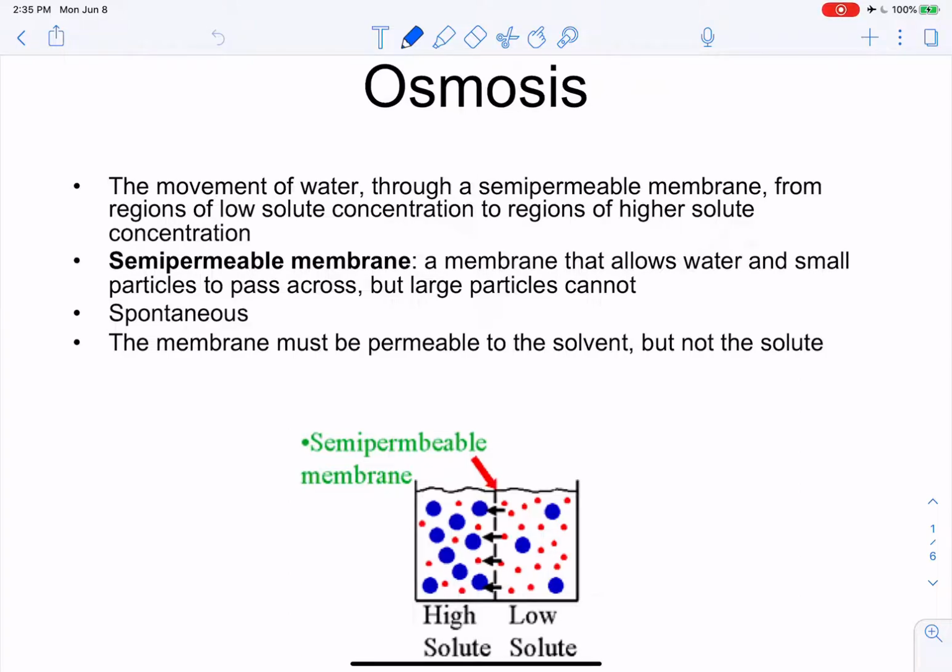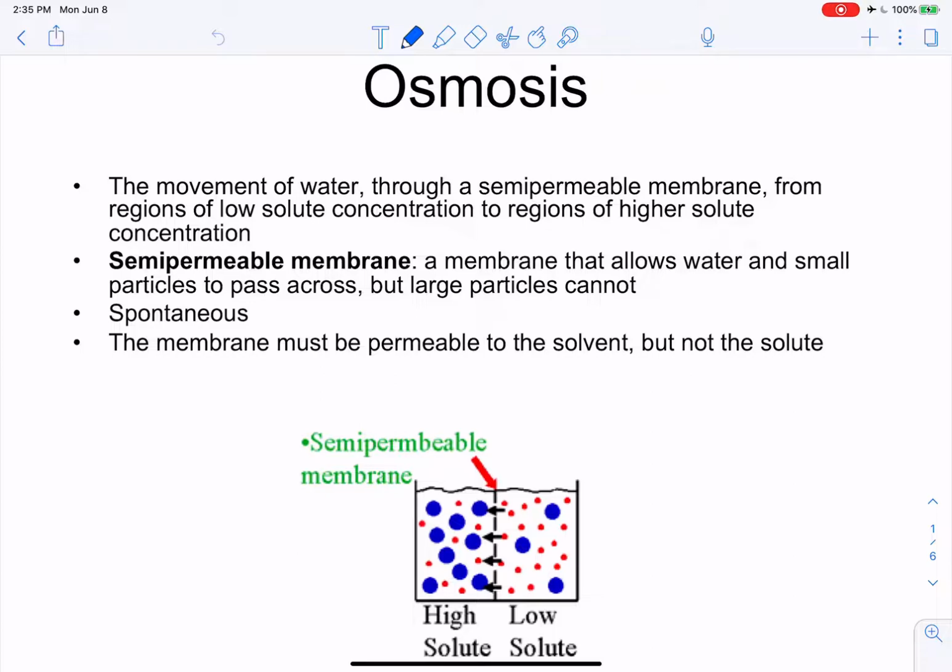Hi everyone, we need to talk about osmosis. Now, osmosis is the spontaneous movement of water through a semipermeable membrane. A semipermeable membrane is a barrier that allows water and other small particles to pass across, but it doesn't let the large particles pass across.